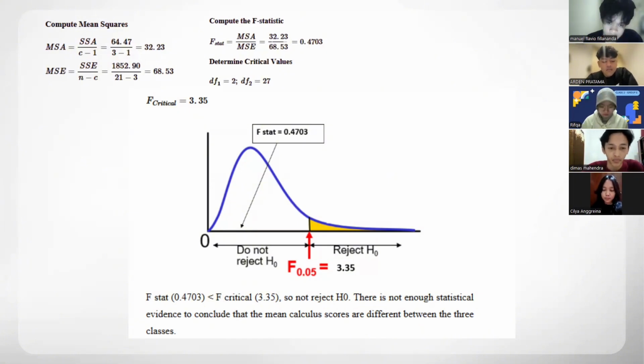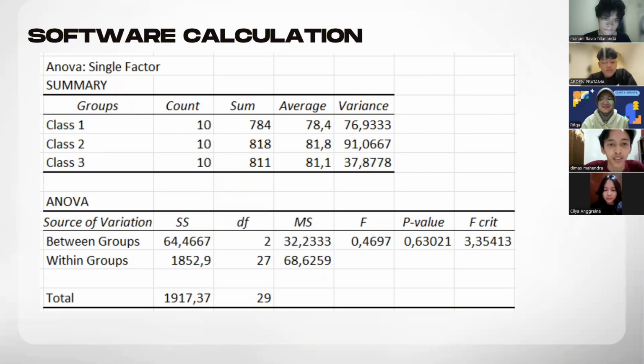And then we determine the F critical value, and we get 3.35. The F statistic is less than the F critical value, so we fail to reject the null hypothesis. There is not enough statistical evidence to conclude that the mean calculus scores are different between the three classes. And for the software calculation, we get the same result. We do not reject the null.